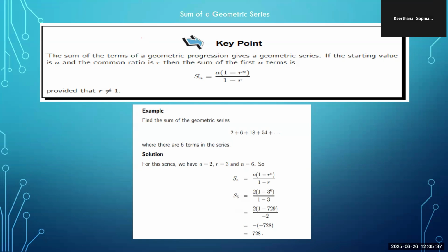That is why we should not have the common ratio as 1. So please memorize this. This is very important, because there will be a lot of problems on GP.